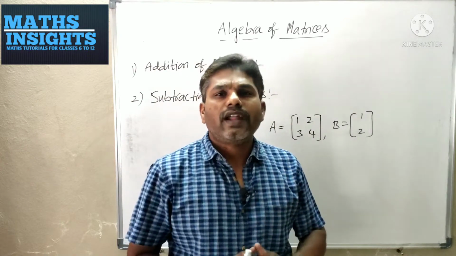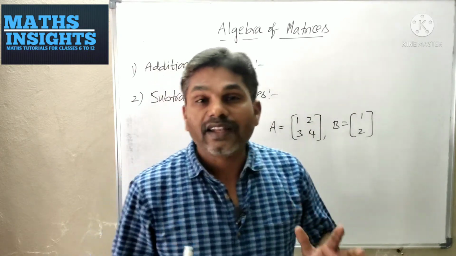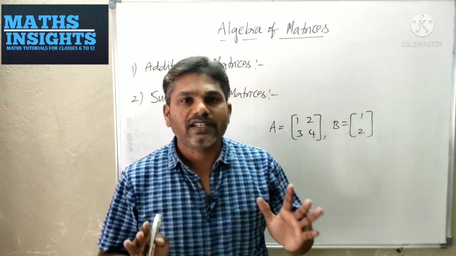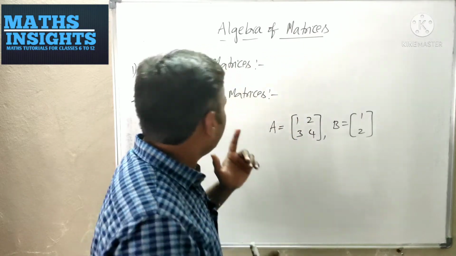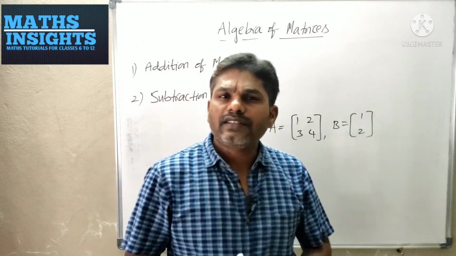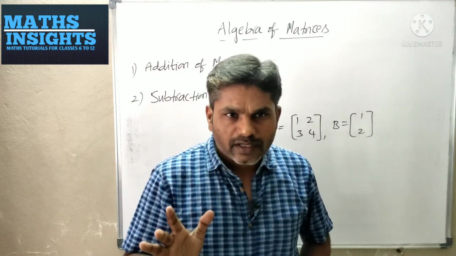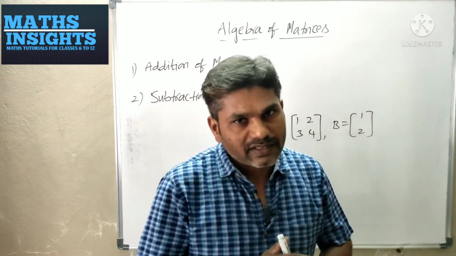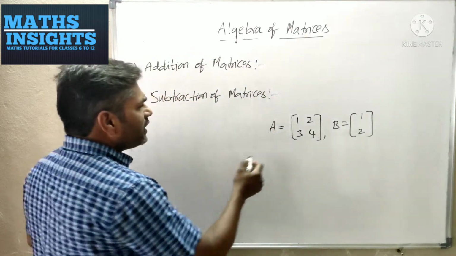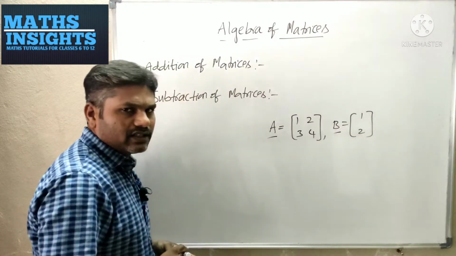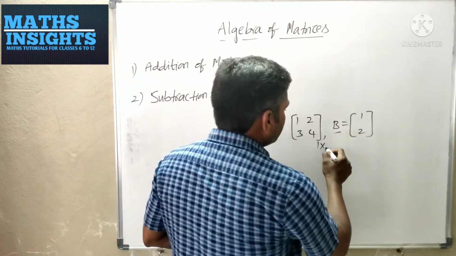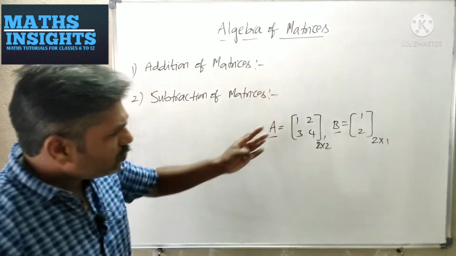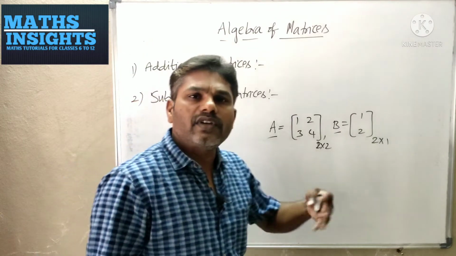Therefore, you cannot add any two given matrices until and unless they follow the condition for addition of matrices. What is that condition? If you want to add any two matrices, the matrices should be of the same order. Then only it is possible to add or subtract the matrices. I am taking one example. You cannot add these because the order of this matrix is 2 by 2 and the order of this matrix is 2 by 1. These are matrices of different orders.